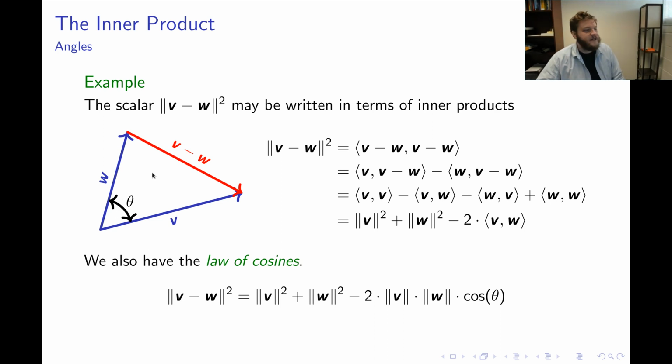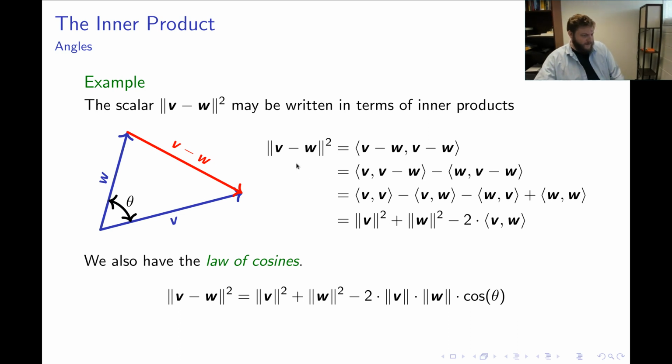The law of cosines says that the square length of that side is the same thing as the sum of the squares of the lengths of the other two legs of the triangle. So in this case, that would be the square length of v plus the square length of w. But then I need to subtract off what I like to call a corrective term, and that quantity is 2 times the product of those other two lengths times the cosine of the angle. So this is the famous law of cosines from trigonometry.